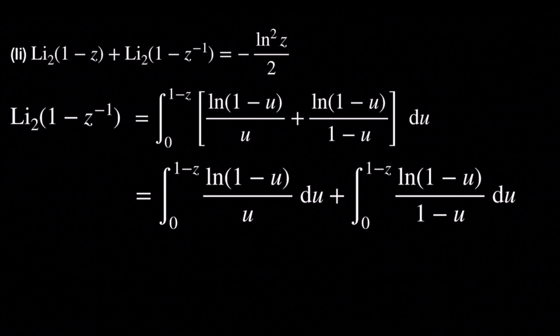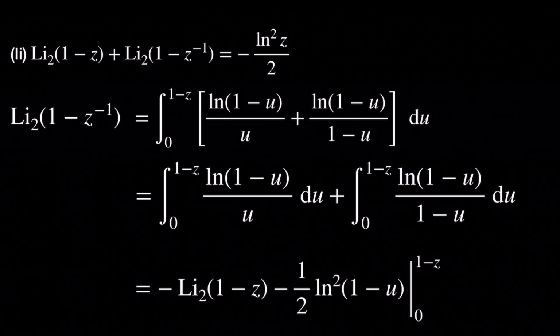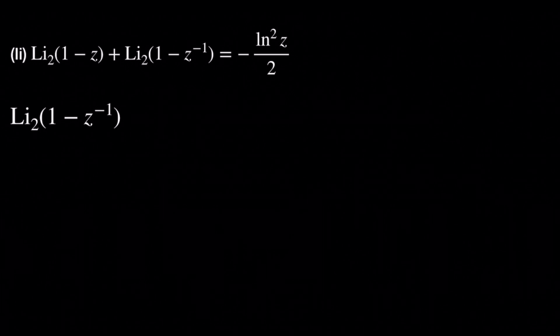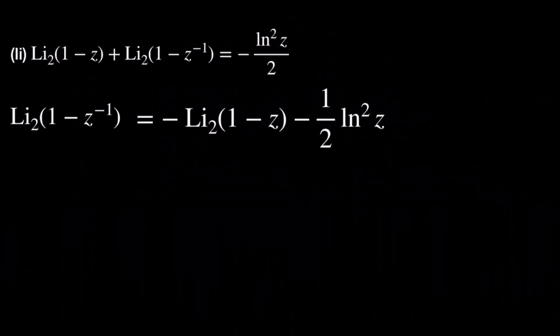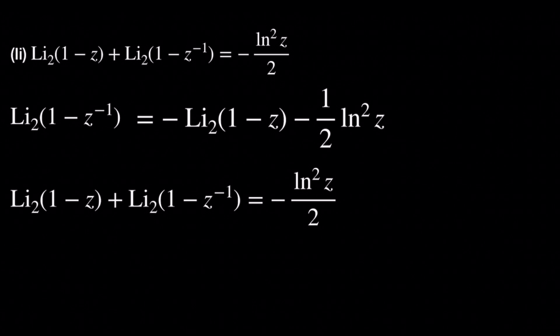Now the first integral is simply negative Li2 of 1 minus z. The second integral can be computed, and we're going to get negative 1/2 of the square of log of 1 minus u, which we're going to take between 0 and 1 minus z. After evaluating, we're going to get simply negative 1/2 of the square of log of z. Now we just have to move the first term to the left hand side, and we're going to get the desired identity. Okay, now let's move on to the third identity.